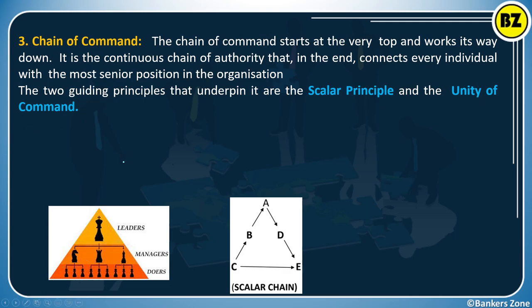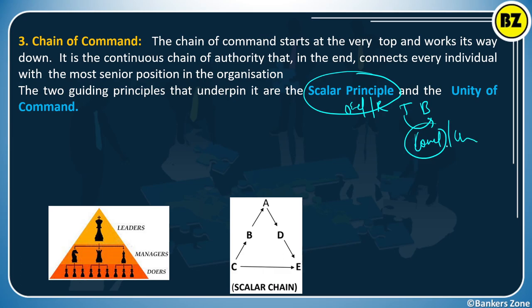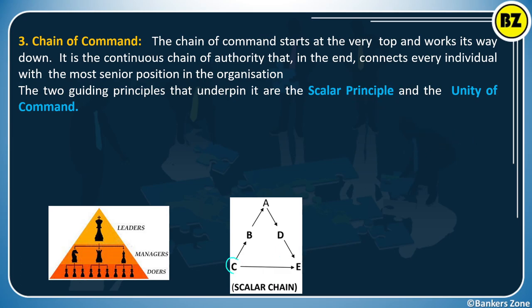Now we have to understand, what do you mean by the scalar principle? Scalar principle means simply, this person will be under this person, this will be under this person, this will be under this. So scalar principle means simply there is an order, there is a ranking from top to bottom. They can issue the order, right? And there must be a proper connection. Means there must be proper communication, right? See, for example, C has given some order to B, B has given some order to A, A has given some order to D, and D has given some order to E.